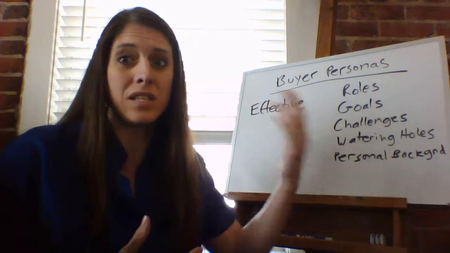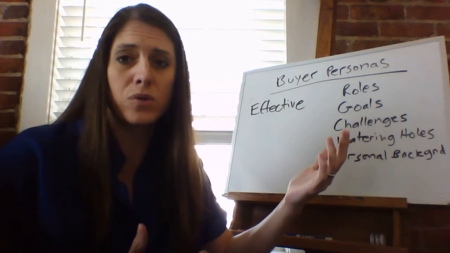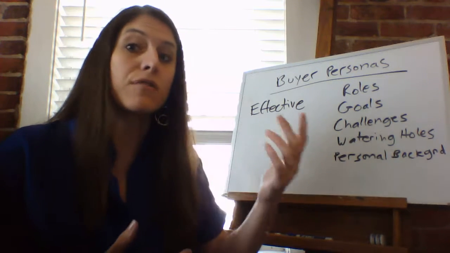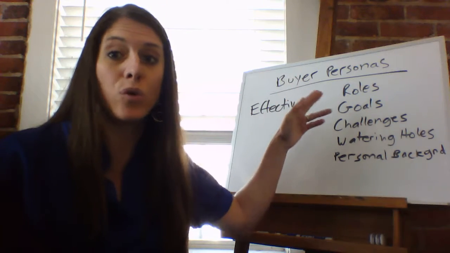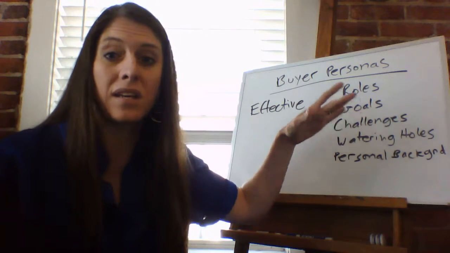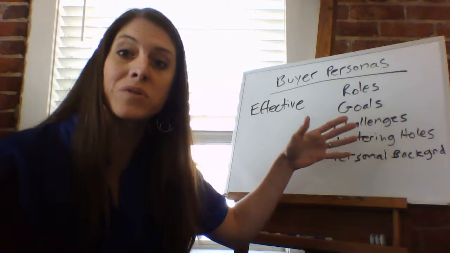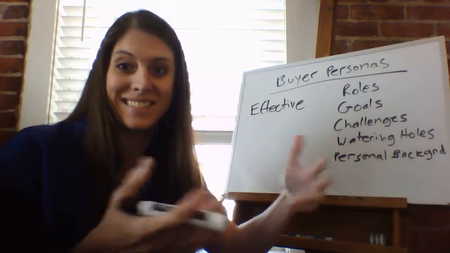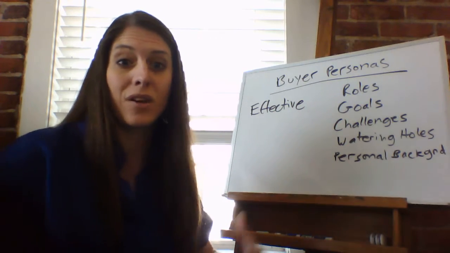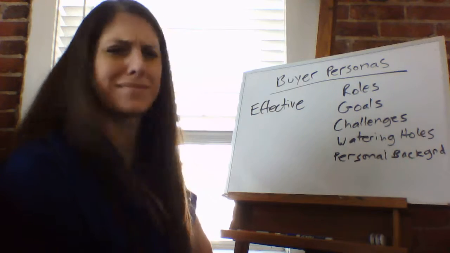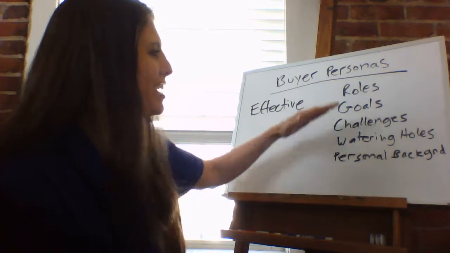The decision maker buyer persona versus the influencer buyer persona have two very different sets of roles and two very different sets of goals, but they're all involved. They all play a role. I'm confusing the two words here.